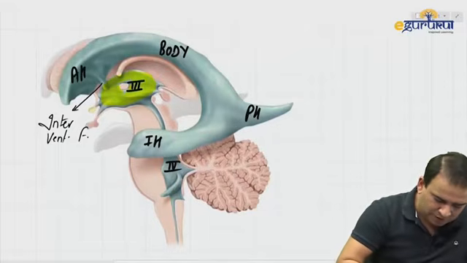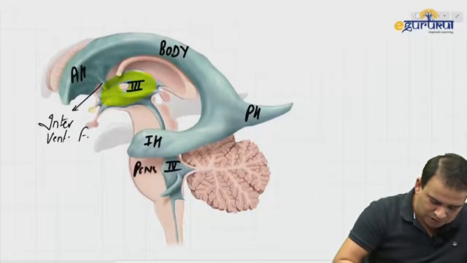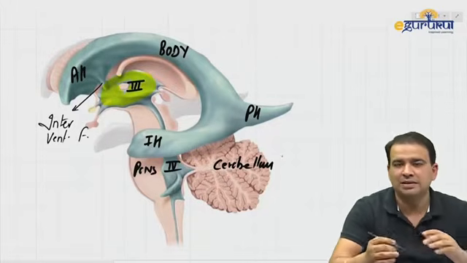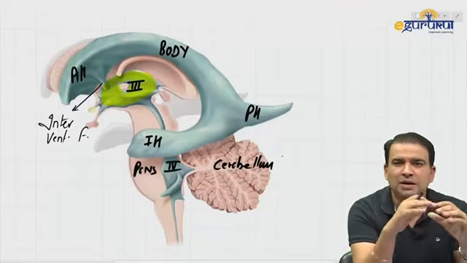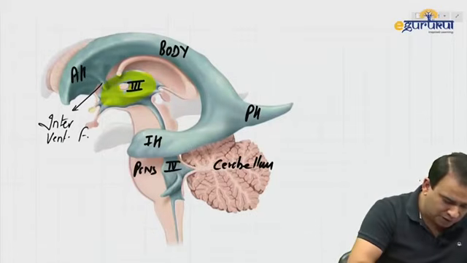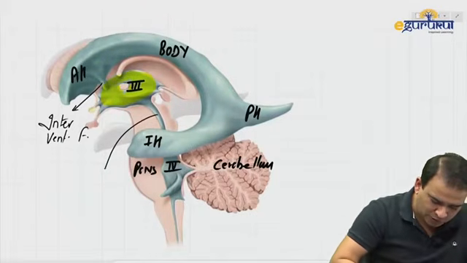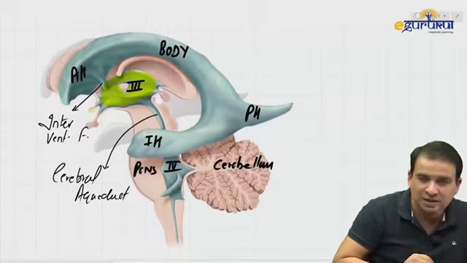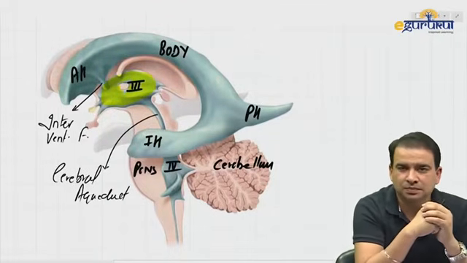The fourth ventricle is situated between the pons and the cerebellum. You can see the pons anteriorly and cerebellum posteriorly, and in between them, the major chunk of the fourth ventricle is between these two. And how are the third and the fourth ventricle connected to each other? They are connected by this cerebral aqueduct. This is called a cerebral aqueduct, also called the aqueduct of Sylvius.